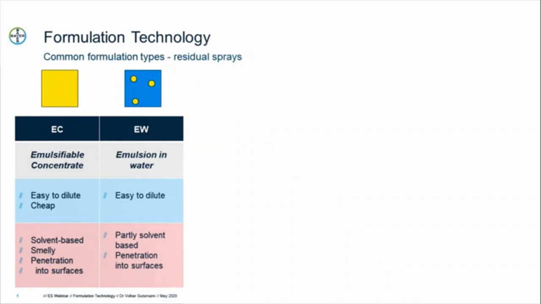The EW formulation is partly solvent-based, but both of them have the drawback that they are penetrating into surfaces, especially on wood or cement, sorptive surfaces. On those, these products tend to disappear into the surface and performance is sometimes compromised through that. However, they are relatively cheap to produce and easy to dilute.